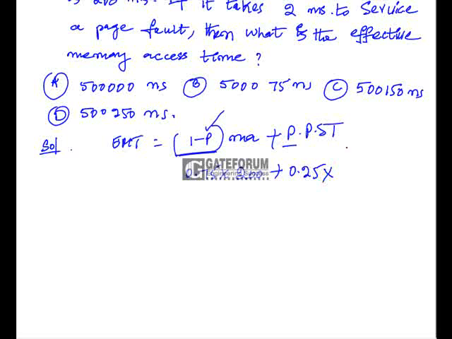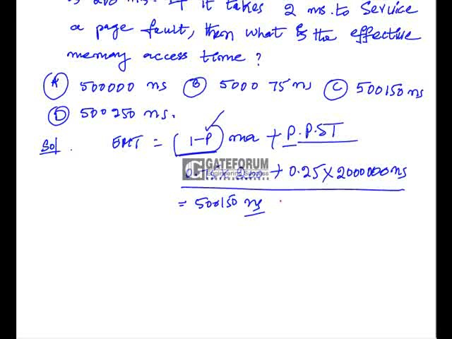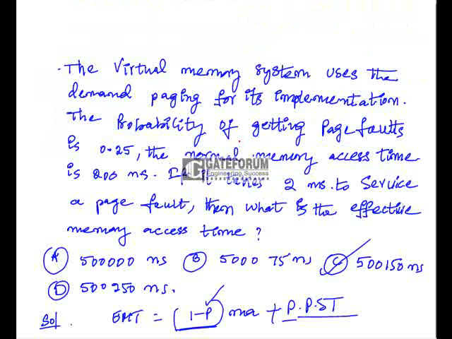We have to convert 2 milliseconds into nanoseconds. So 10 power 6 nanoseconds is 1 millisecond. So 0.25 into that is 2 followed by 6 zeros nanoseconds. So this value is equal to 500,150 nanoseconds. So option C is the right option.